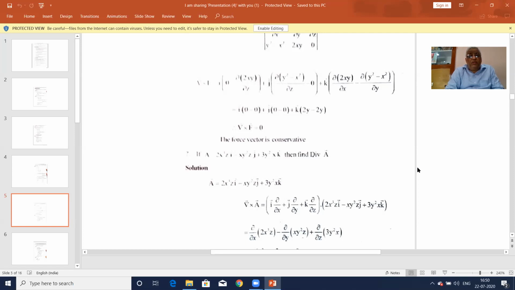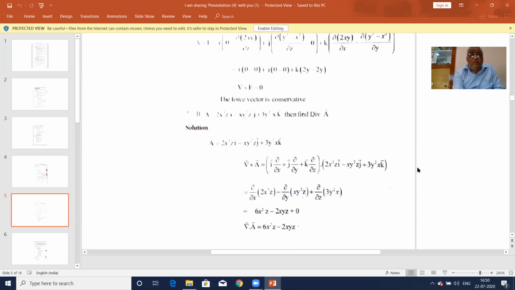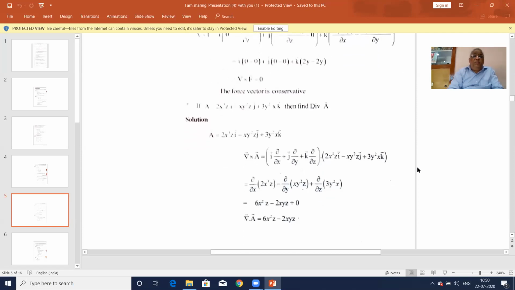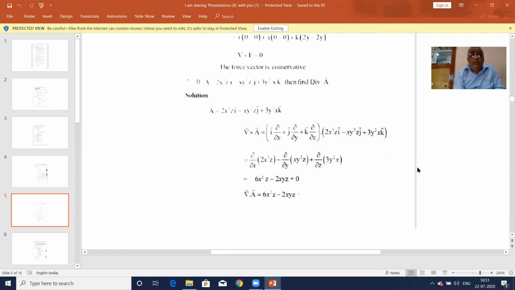∂/∂x of 2x³z, plus ∂/∂y of xy²z with the sign, plus ∂/∂z of 3y²x. It is nothing but 6x²z minus 2xyz plus 0. So this gives us the answer: divergence of A is 6x²z minus 2xyz.